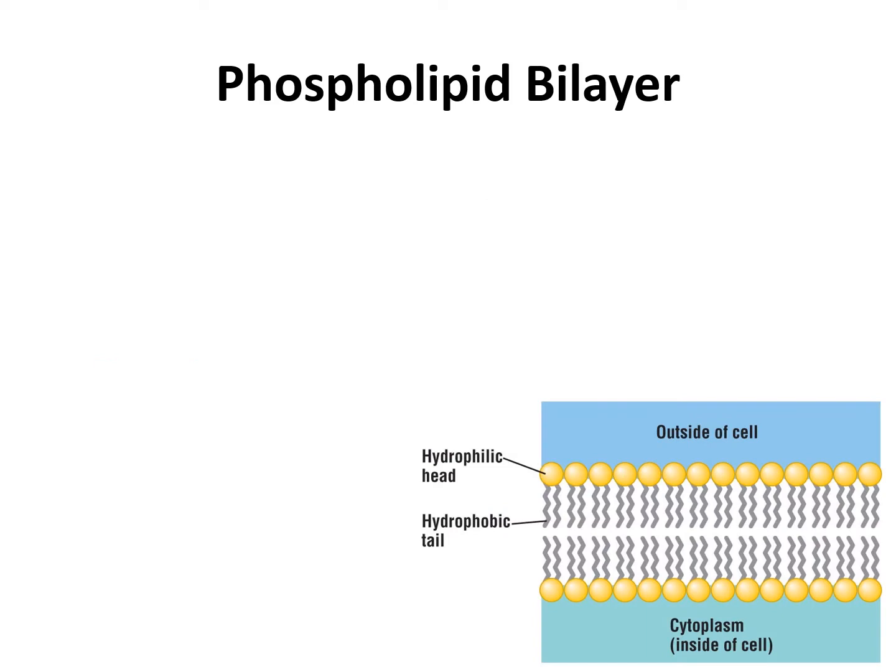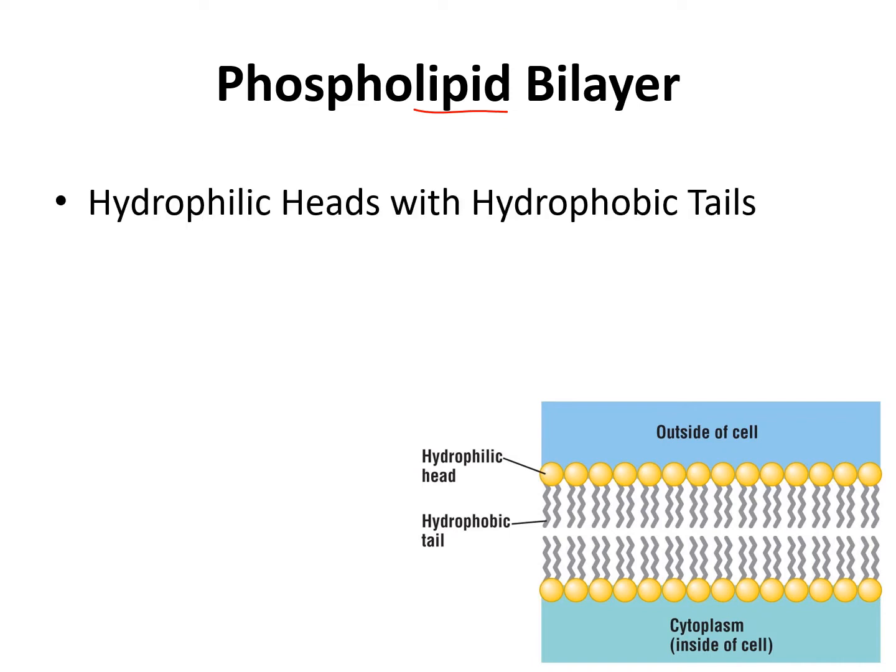Membranes are composed mainly of a phospholipid bilayer. And a phospholipid, of course, belongs to the group of lipids in terms of macromolecules. The basic structure of one phospholipid is that it has a hydrophilic head with two hydrophobic tails. So this is an example of one phospholipid, and this yellow ball here is the hydrophilic head, which interacts with water on the outside of the cell, and then two hydrophobic tails.